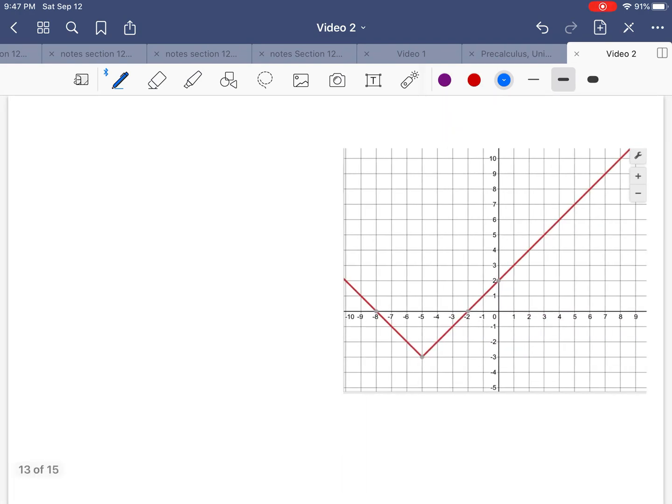All right, so this one here, this was moved from the center. It's moved left 5 and down 3. All right, so left 5, down 3. So my equation is going to be x +5 this time, left 5, and down 3, so -3.